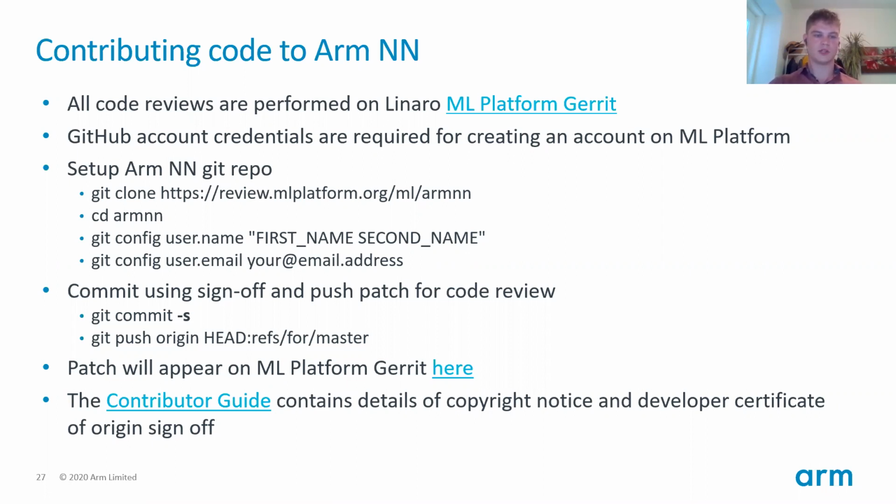On your Linux machine, if you want to set up a Git repo with ARM, you'd git clone review.mlplatform.org ARM, cd into ARM, and set up your username and your email. Setting up your name and email is important, because when you commit using sign-off, with git commit -s, Git will automatically sign off your commit using your name and your email address. You can finally then push using git push origin HEAD:refs/for/master. Once you've done the git push, the patch will appear on ML Platform Gerrit on that link there. And the contributor guide contains details of copyright notice and developer certificate of origin sign off.